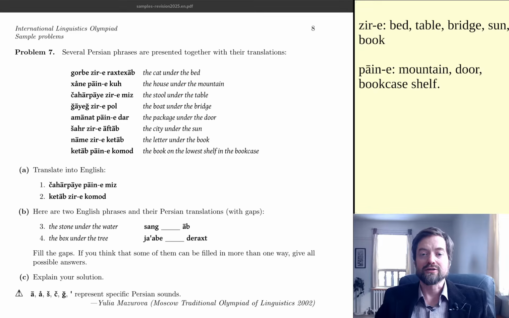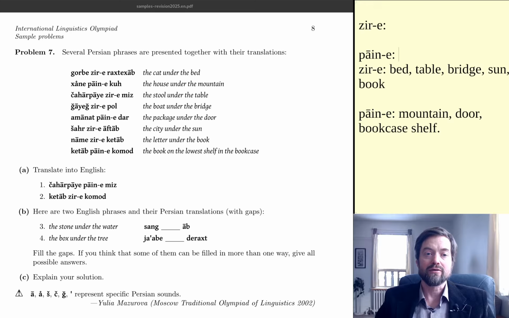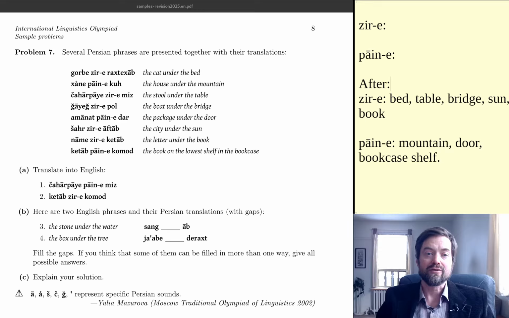I look at these two lists, I don't see any pattern. Okay, well, we could try again. We could do the same thing with the words that come before. So look for a pattern there. So this is the after, right? And then the before.